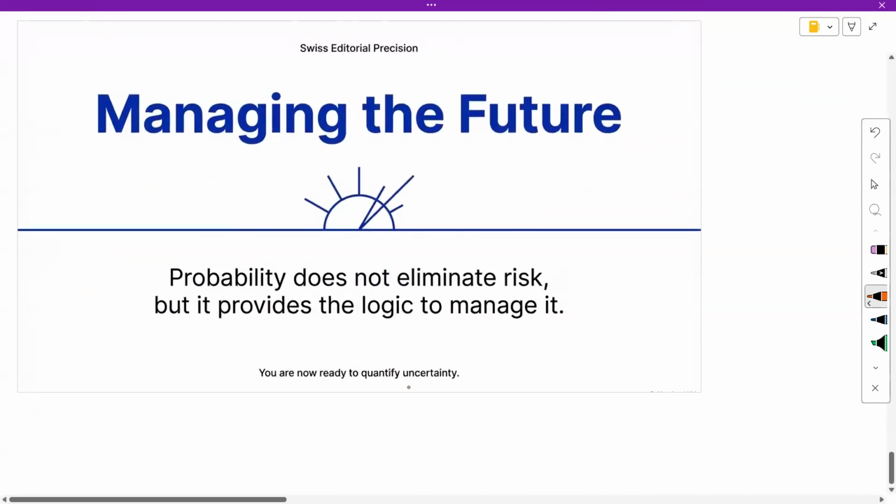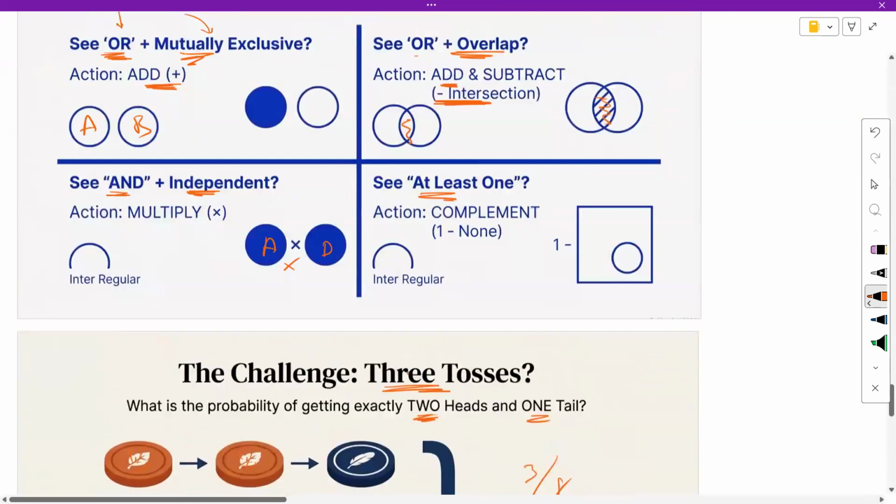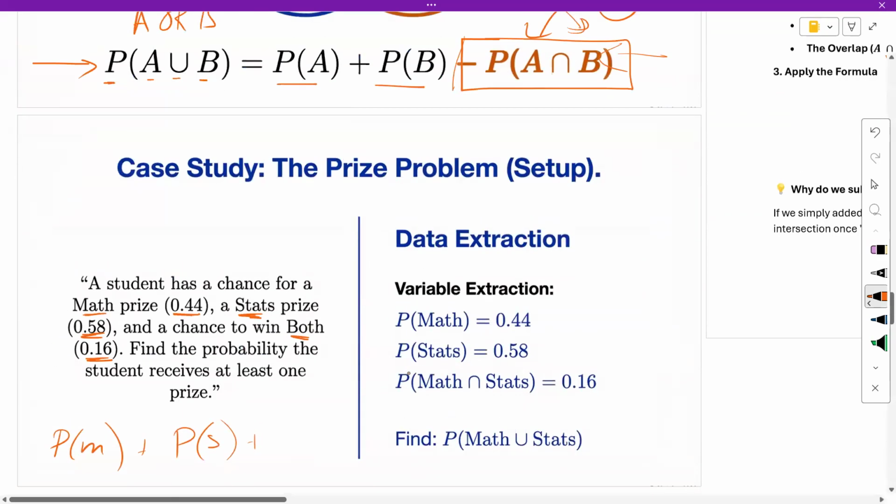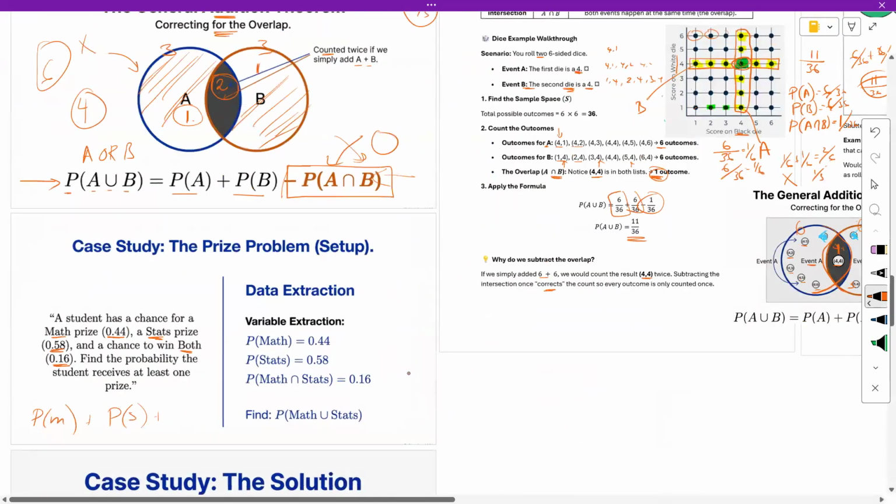Managing the future: probability does not eliminate risk, but it provides logic to manage it. So you can apply this probability function in stock market scenarios.